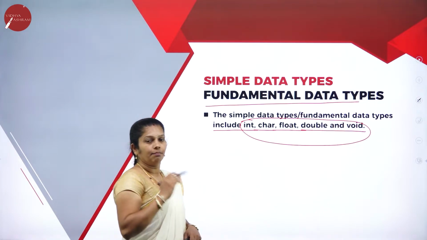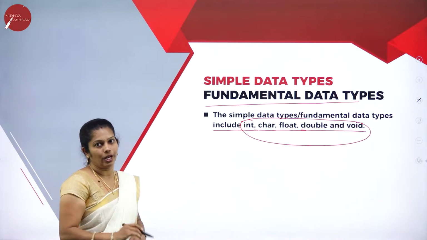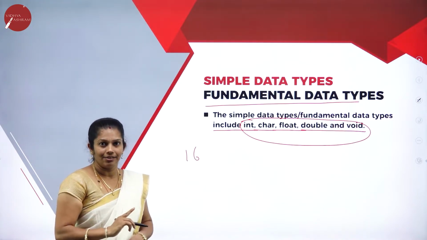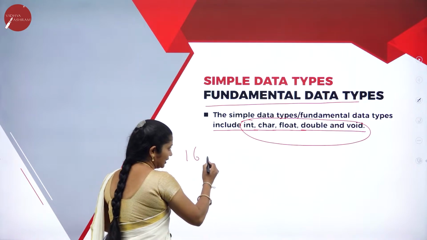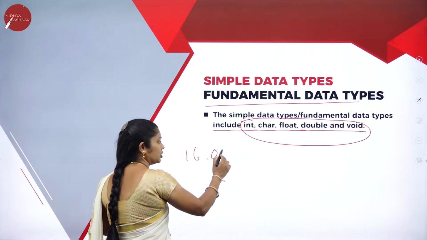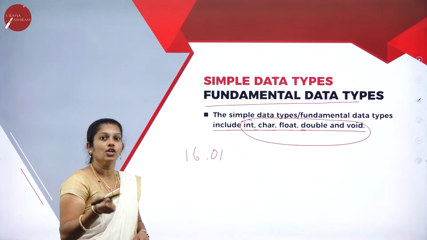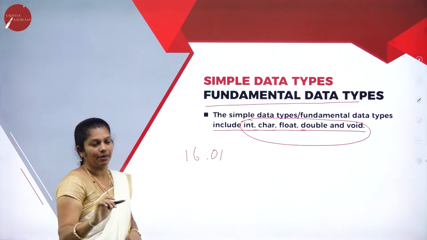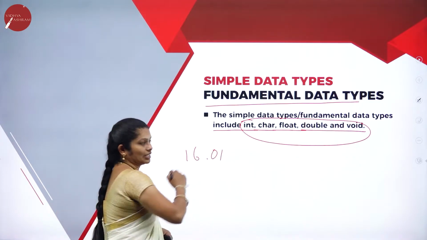Int means it stores only the integer value. For example, if I write 16, then it is an integer value. After 16, if you have any values, for example 16.0 or 16.1, anything like that, then it is called a float value. Integer does not contain any fractional part, whereas float contains the fractional part.